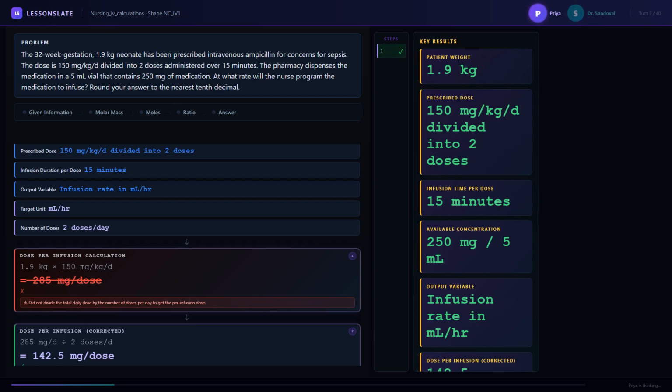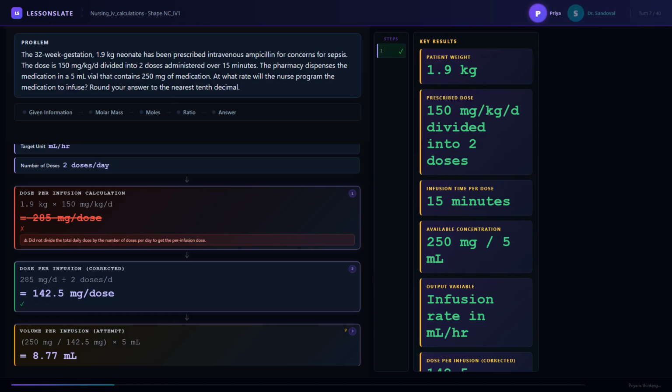Okay, so we have 142.5 milligrams for one dose. The vial has 250 milligrams in 5 milliliters. I think I need to figure out how many milliliters that 142.5 milligrams would be. So, if I do 250 milligrams divided by 142.5 milligrams, and then multiply that by 5 milliliters, I get 8.77 milliliters. Is that how I find the volume for the dose?